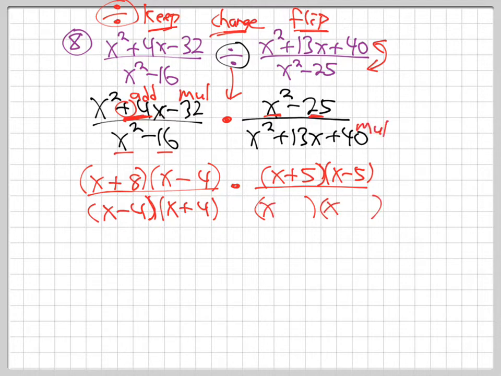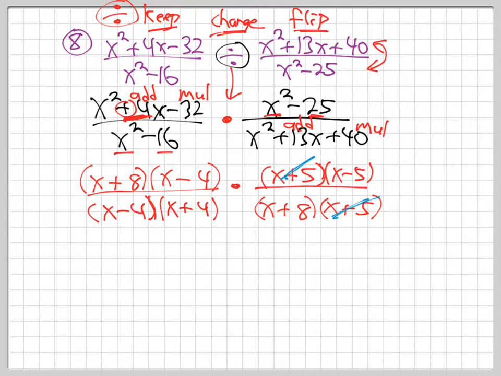What multiplies to be 40 and adds to be 13? 8 and 5. Yeah, use your calculator if you're not sure. 8 and 5, both plus. That'll multiply to be 40, add to be 13 in the middle. There we go. Now we cancel whatever matches.